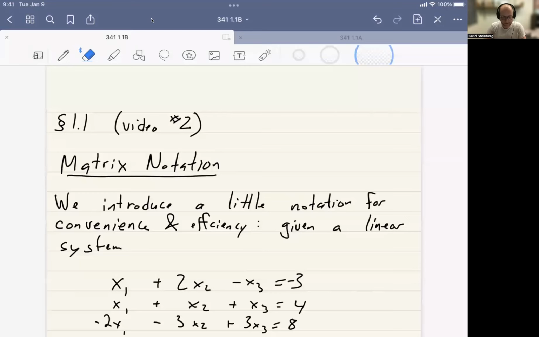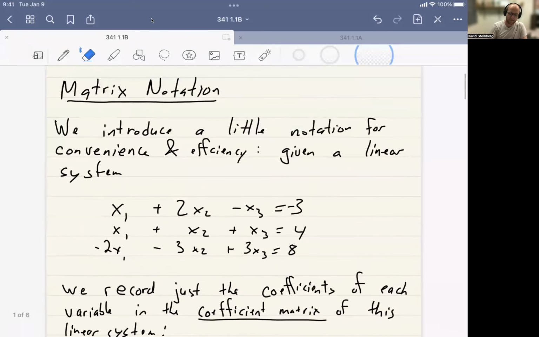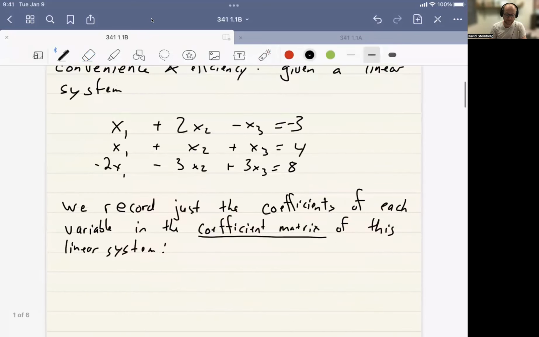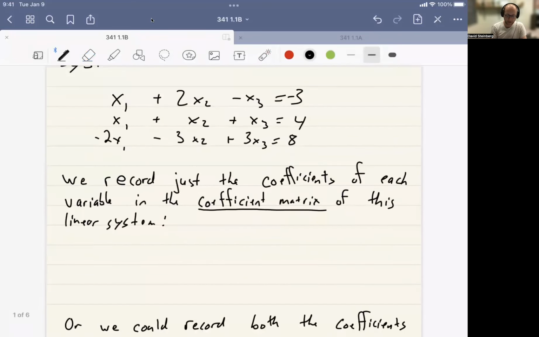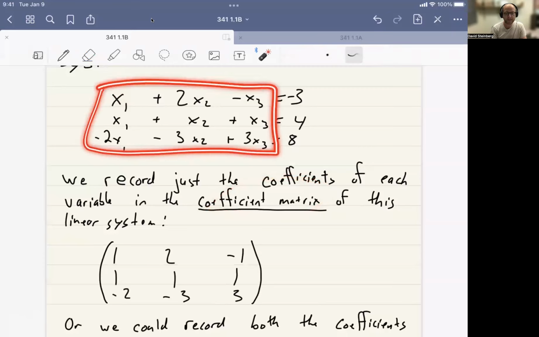The first thing we want to talk about is some notation. We introduce matrix notation for the sake of convenience and efficiency. Given a linear system like the one we have below, one of the things we can do for convenience is just to record what coefficients appear in each variable. So we've got a 1 for x1 and a 2 for x2 and make it -1. And similarly for the second equation, we've got 1, 1, 1. And for the final one, -2, -3, and 3. This is the coefficient matrix. It's just recording the coefficients of our variables.